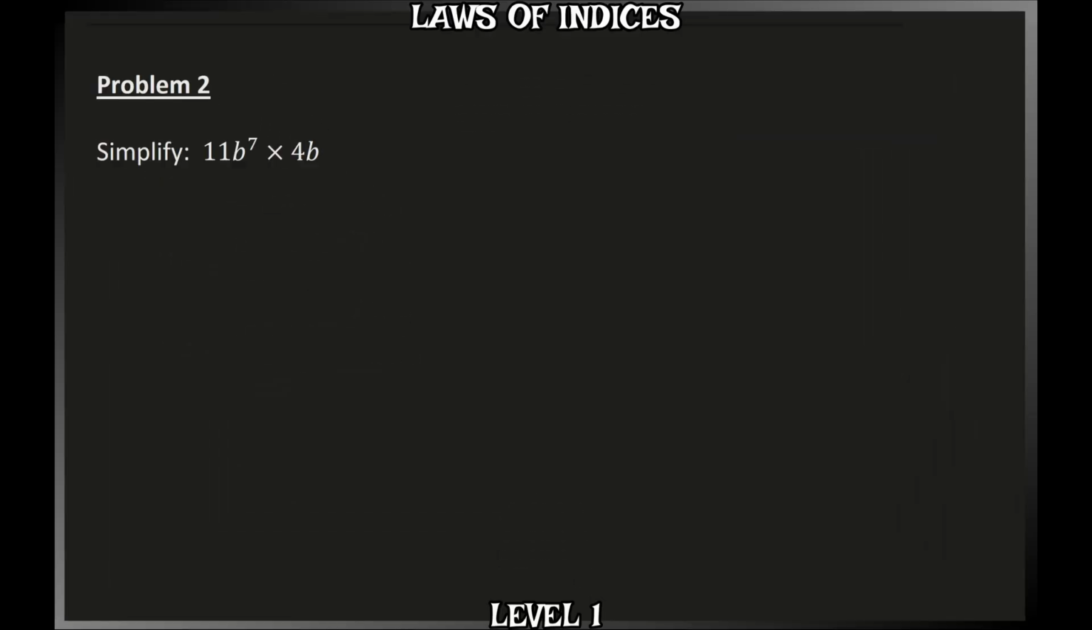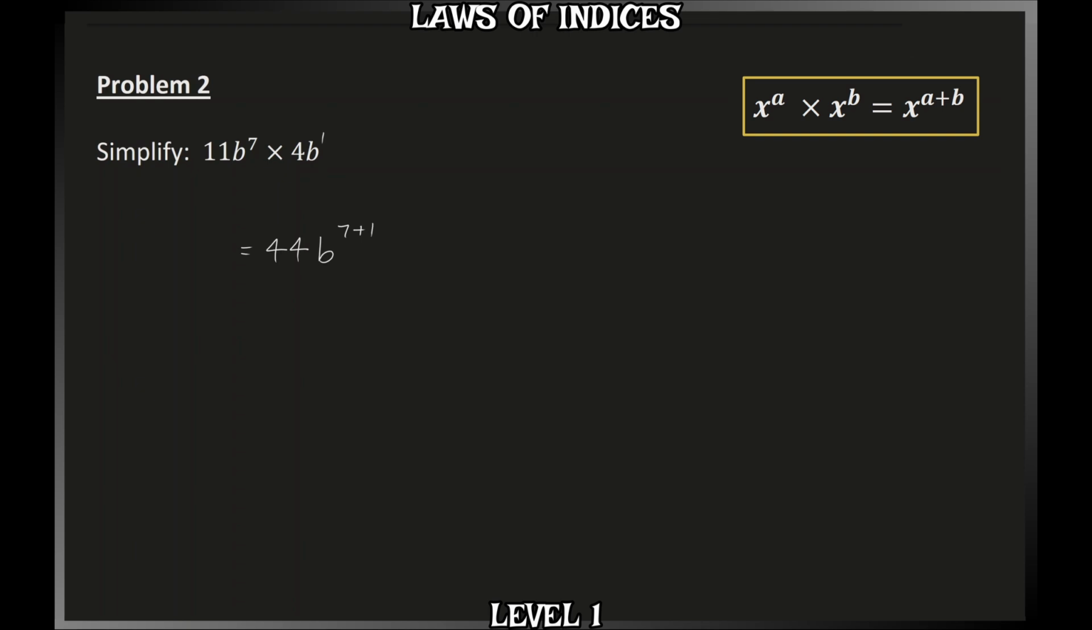In problem 2, we're simplifying 11b to the power of 7 multiplied by 4b. Since we're multiplying indices here, we're going to use this law, which tells us that when we multiply indices together, we add the powers. It's important to notice that the 4b has a power of 1 on the b. We can now multiply these two together. Starting with 11 times 4, we have 44. And b to the power of 7 multiplied by b to the power of 1 becomes b to the power of 7 plus 1, using our law. Since 7 plus 1 is 8, our final answer for problem 2 is 44b to the power of 8.